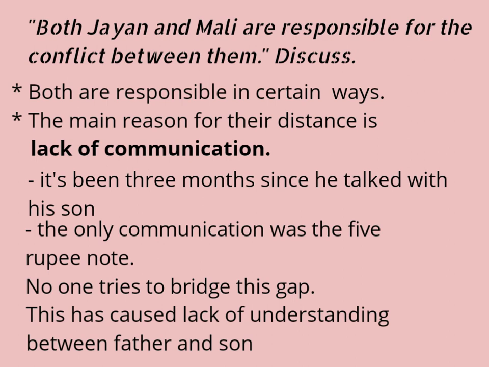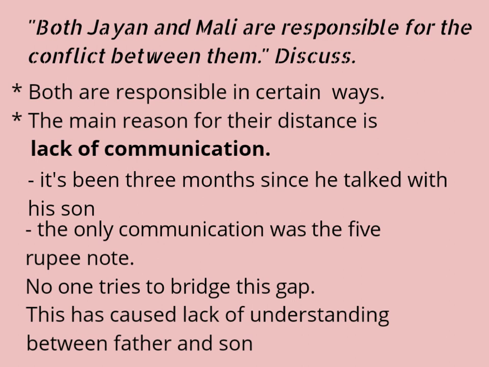The main reason we can point out for their conflict and distance is lack of communication. When you go through the novel, there are many instances where you witness this communication gap. One reason why they cannot understand each other is because they don't talk heart to heart with each other. It is because of this lack of communication that the cousin becomes the mediator between this father and son. I think you will be able to find many examples where you can talk about this.